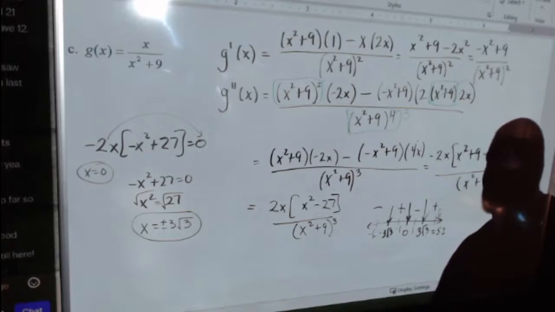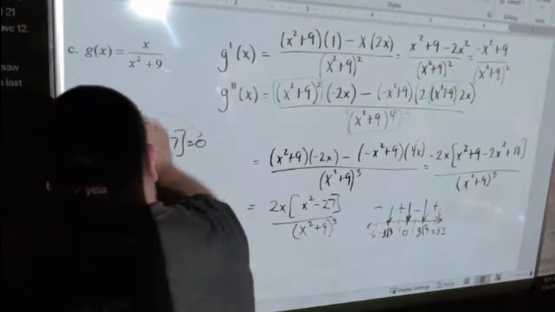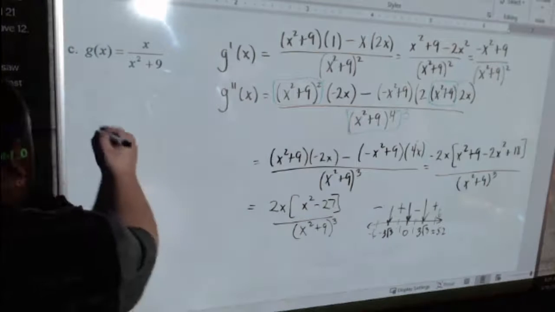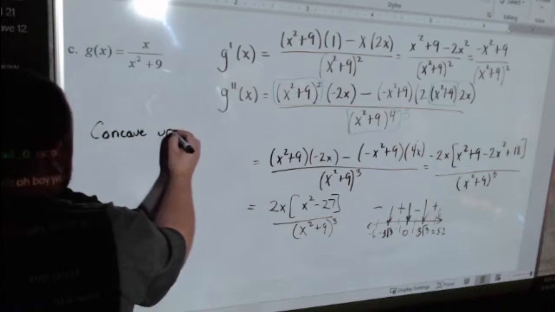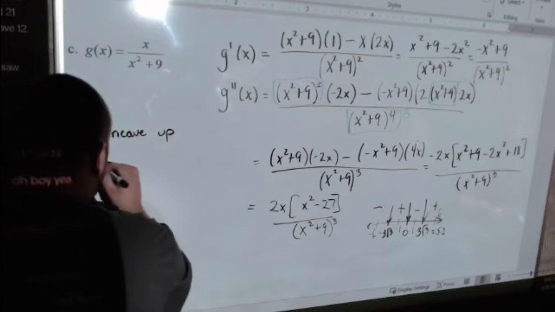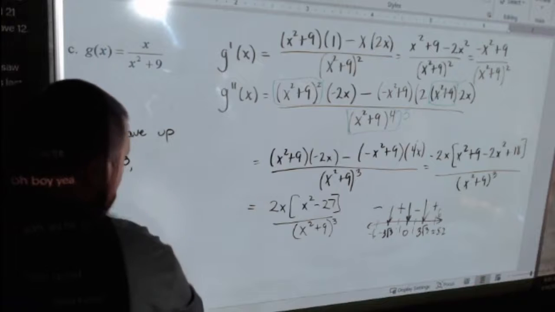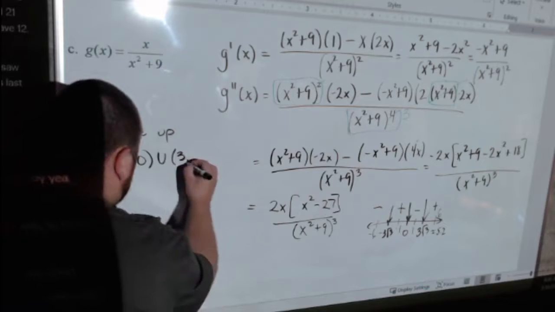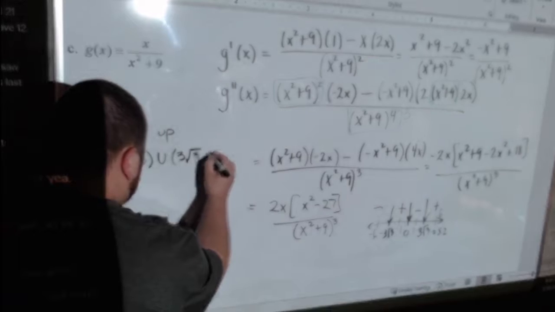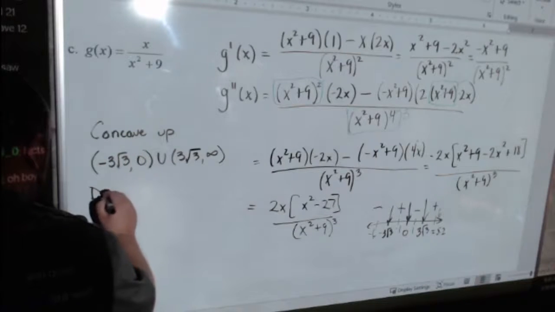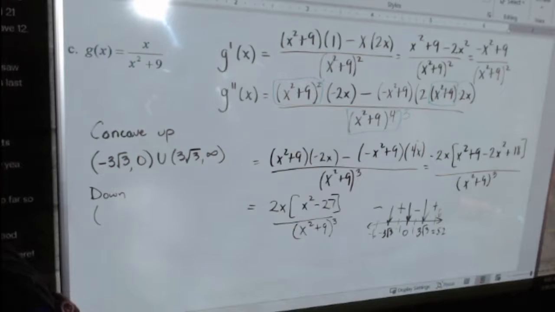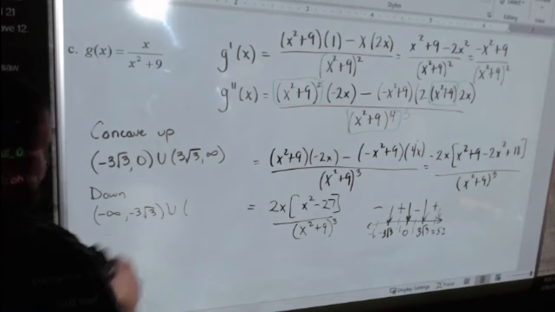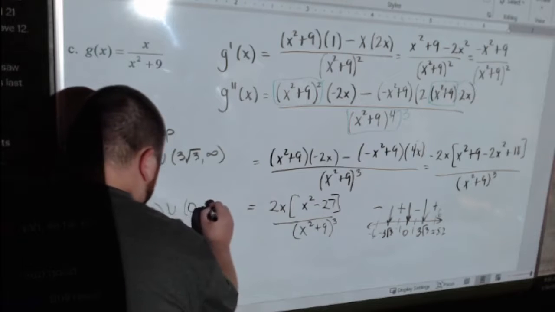So, make some room over here, I guess. Concave up from minus 3 root 3 to 0, and also from 3 root 3 to infinity, and then down from minus infinity to minus 3 root 3 and 0 to 3 root 3.